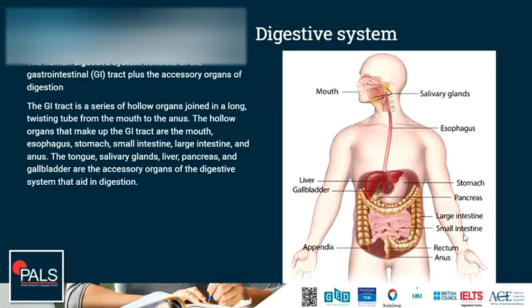The digestive system consists of the gastrointestinal tract plus the accessory organs of digestion. The GI tract is a series of hollow organs joined in a long twisting tube from the mouth to the anus. The hollow organs that make up the GI tract are the mouth, the esophagus, the stomach, small intestine, large intestine, and the anus. The tongue, salivary glands, the liver, pancreas, and the gallbladder are the accessory organs of the digestive system that aid in digestion. We can see the organs on the right side.